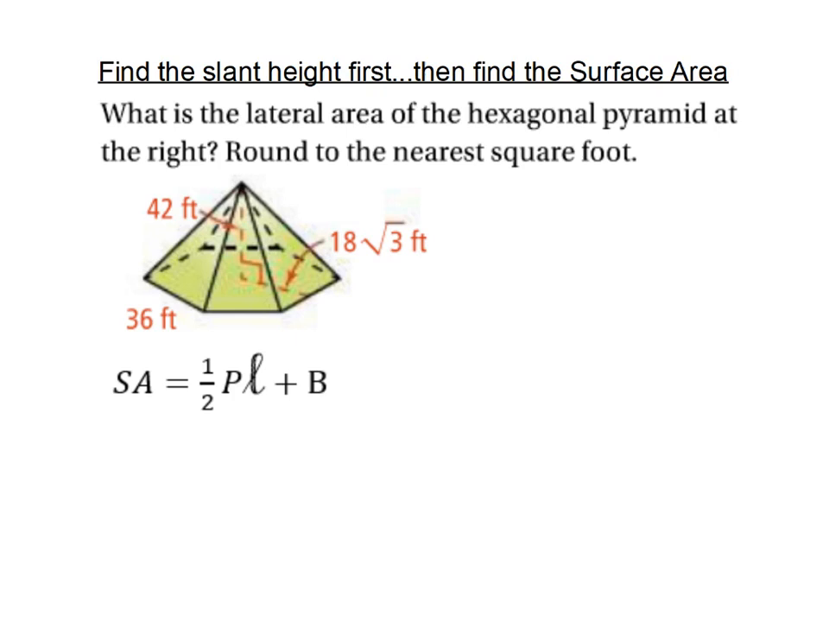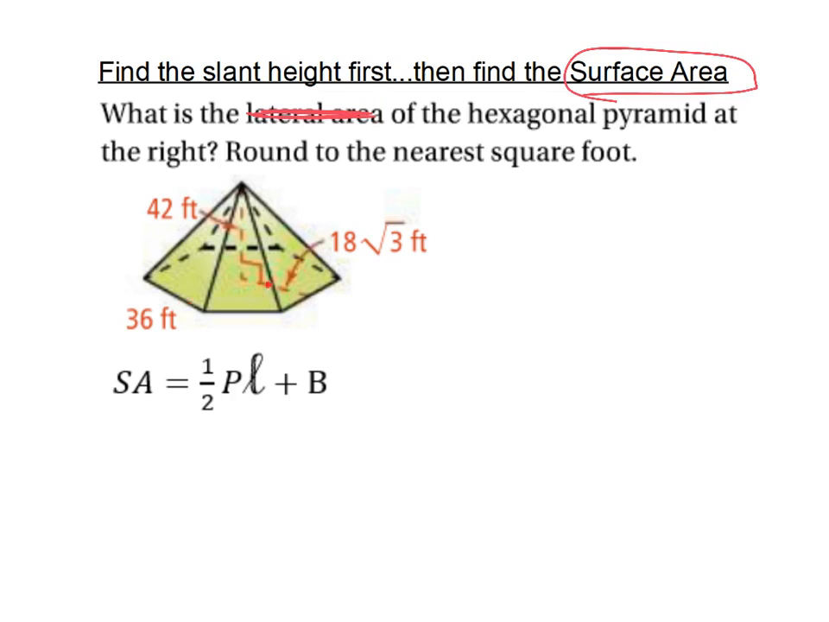All right, let's do another one of these hexagonal ones. They're a little trickier. It says find the slant height first, then find the surface area. What is the lateral area of the hexagonal pyramid at the right? Okay, it says lateral. Let's scribble that out. I'm going to go ahead and find surface area because it asks for that. But in order to do that, we have to find the slant height. Let's look at all this information they gave us. 36 feet. Okay, that seems big, but here we go. That's the side length right here. So we know a side.